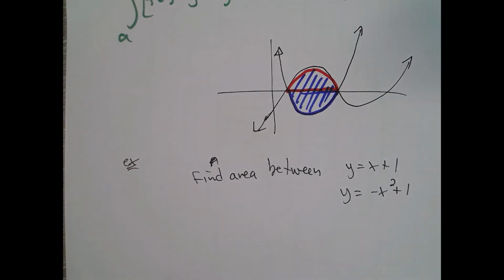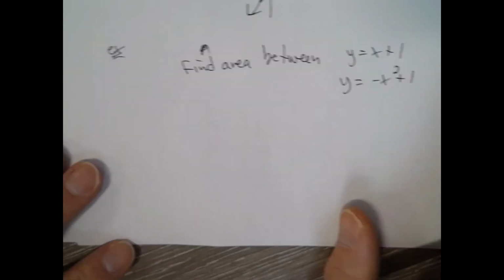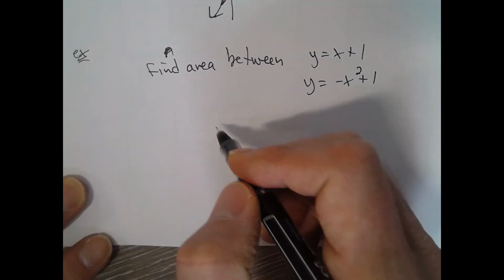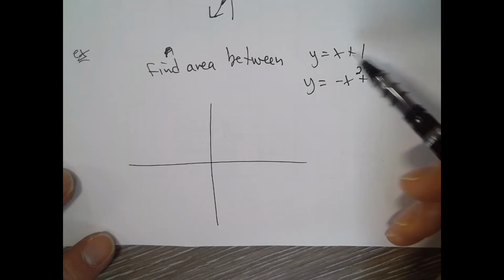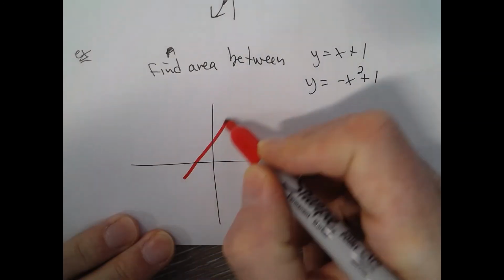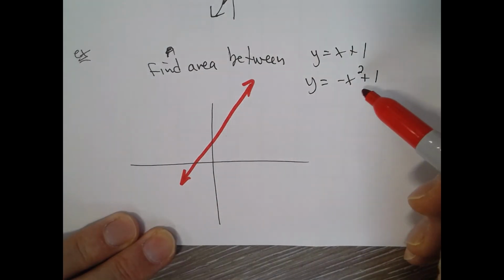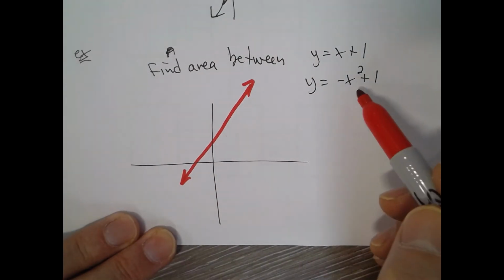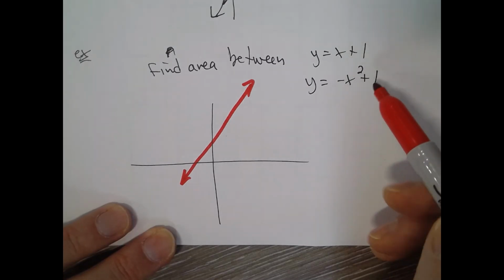So we're going to have to sketch. Your calculator, you could use that to sketch. It's a line with a slope of 1, y-intercept of 1, so I'm just going to go like this. Like I said, it's a sketch. The negative x squared plus 1 is a parabola opening down with a vertex at 0, 1. So it looks like this.